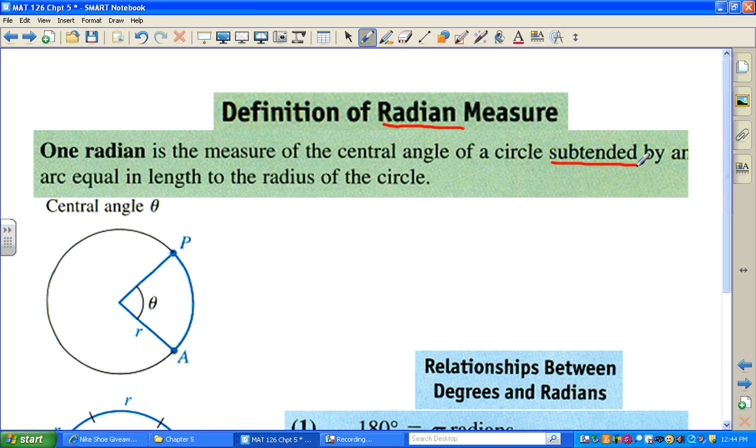I usually say cut out, where it cuts out. Because the unique thing is equal length of the radius. If this is r, the radius of the circle, this length is r. Okay? And if so, then that means that would be 1 radian. Theta would be 1 radian.